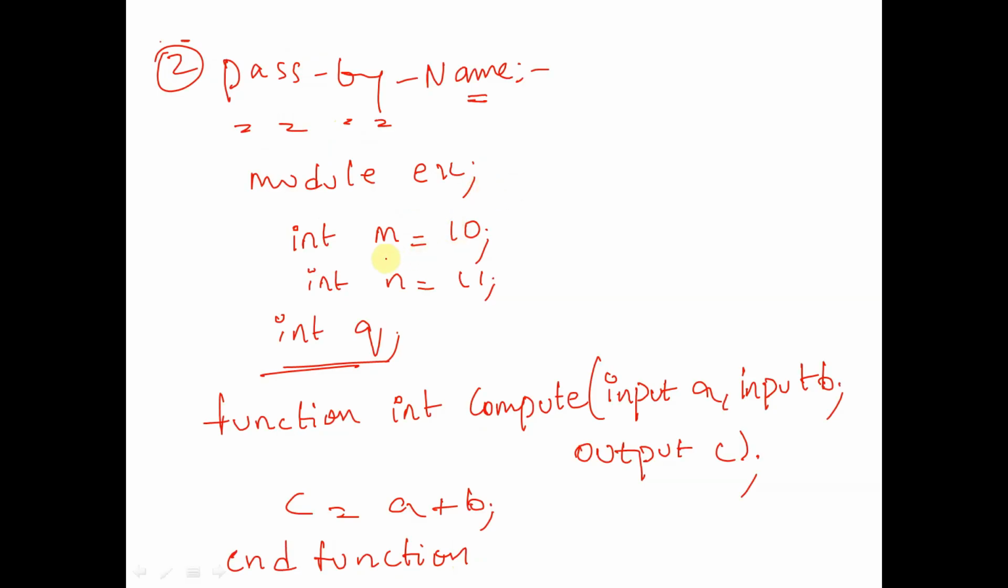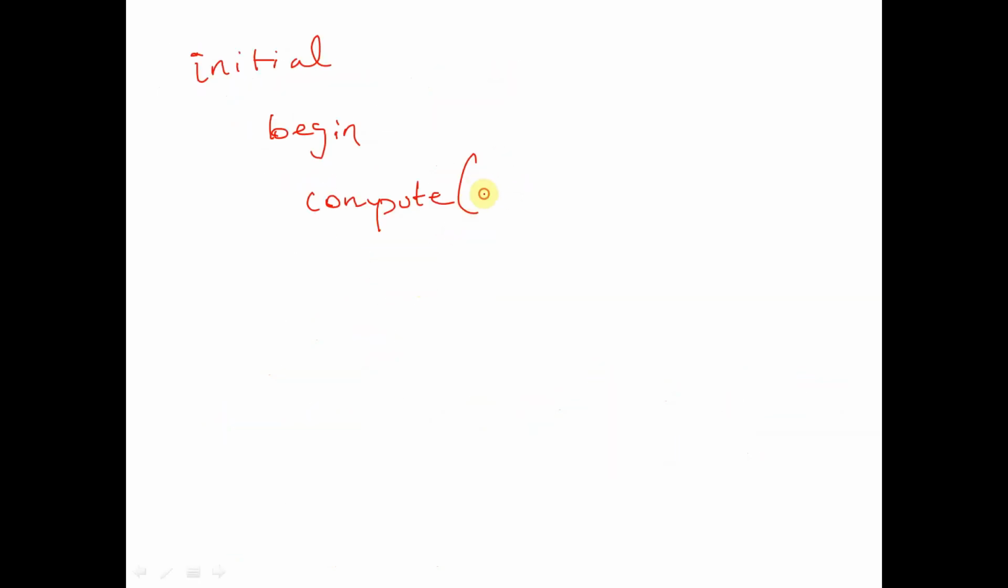So within an initial beginning block, I am calling my function compute, and I will pass the values m comma n, and I'm going to collect the result in the variable q, and ending this, and ending the module.